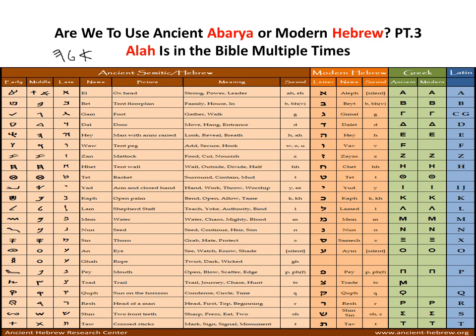Allah is in the Bible multiple times. So many times I can't even count it. You want to get an idea of how many times? Every time you see God, it is a replacement for Allah. Look at the script. This is the ancient script. And Abarya, which is known as Hebrew to us today, reads from right to left.